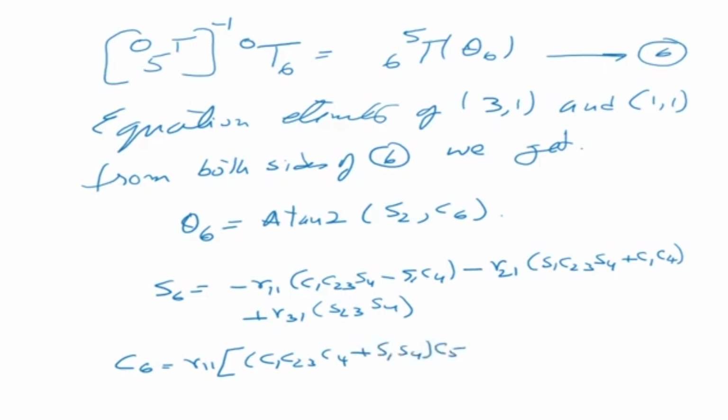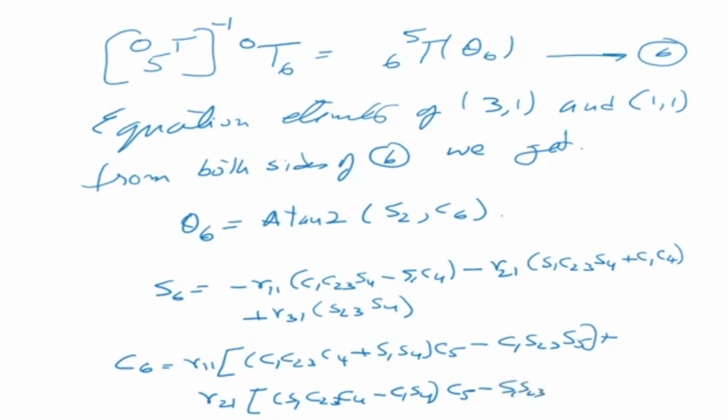Okay, c5 minus c1 s2 3 s5 plus r21 s1 c2 3 c4 minus c1 s4 c5 minus s1 s2 3 s5, okay, minus r31 s23 c4 c5 plus c23 s5.